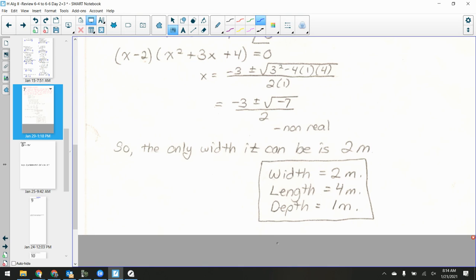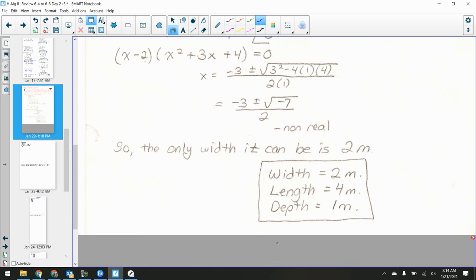So x equals 2. That was my only solution. So therefore, when you plug it back in, x equals 2. Width is 2. Length is 4, double that. Depth is 1 less than 2, which is 1. Always test it back out again in the end. Did my volume actually equal out to be 8? Yeah. 2 times 4 times 1 is 8. So I got a box that meets those requirements, and the volume is 8.